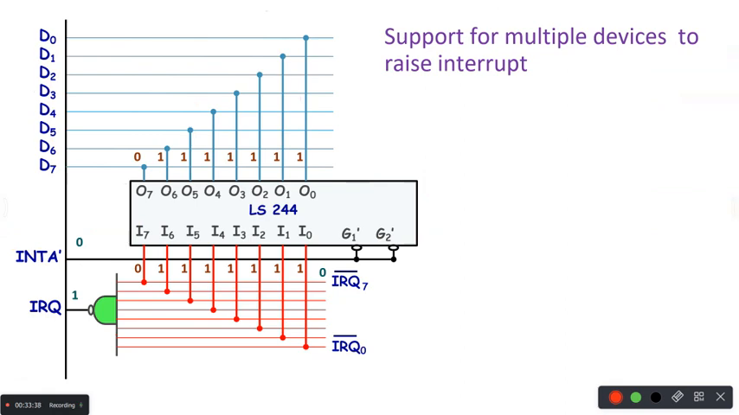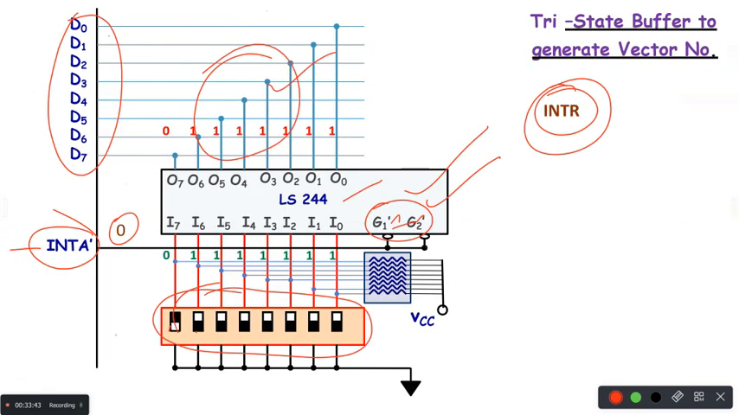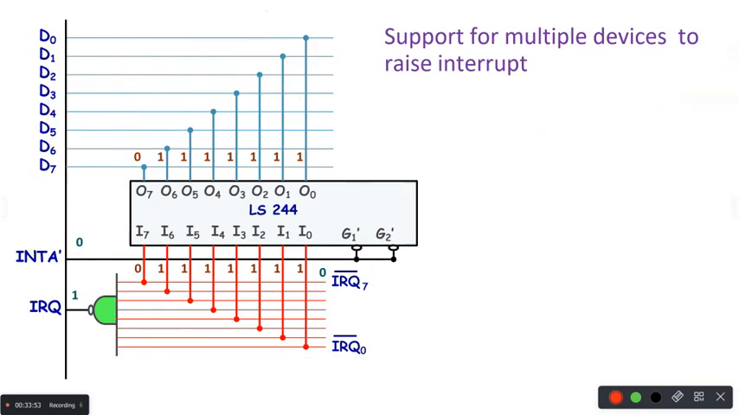What if this is an alternative to that? In the previous circuit, you have this switch which is giving you various values. Instead of that, you can have this one NAND gate, and you can have these 7 interrupt requests. That means there are 7 lines which are requesting the interrupt to the microprocessor.